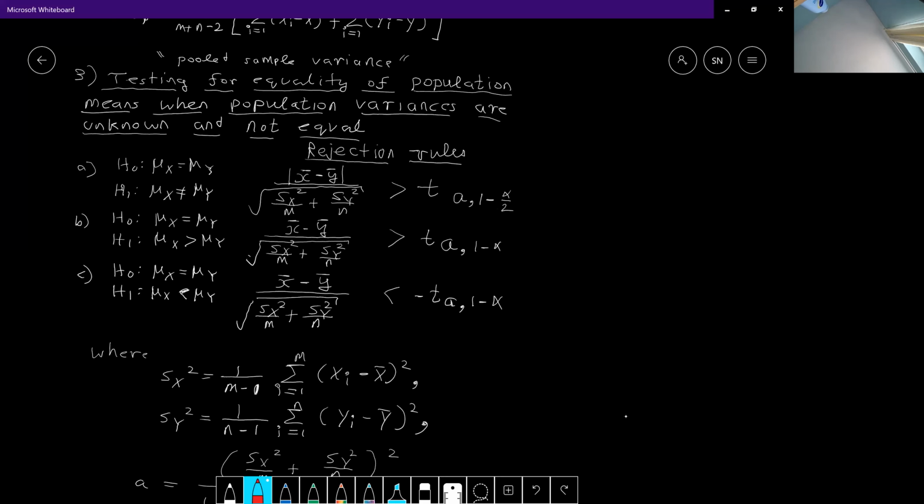This is the most general case, and in this case, the rejection rules once again involve the percentile t distribution.